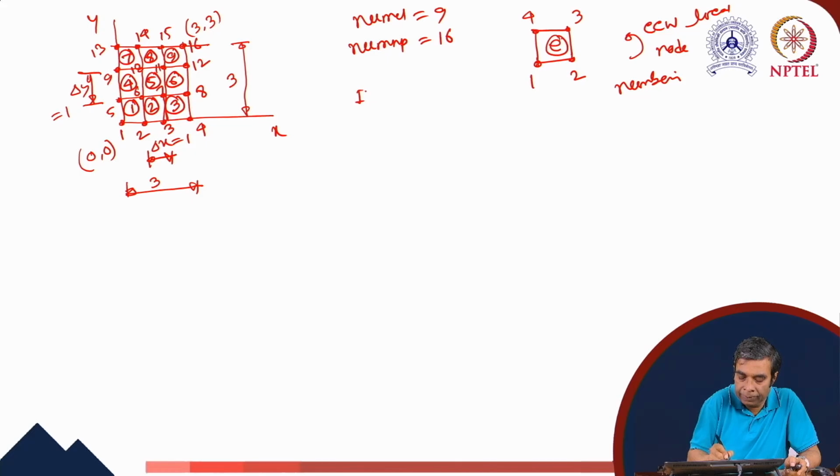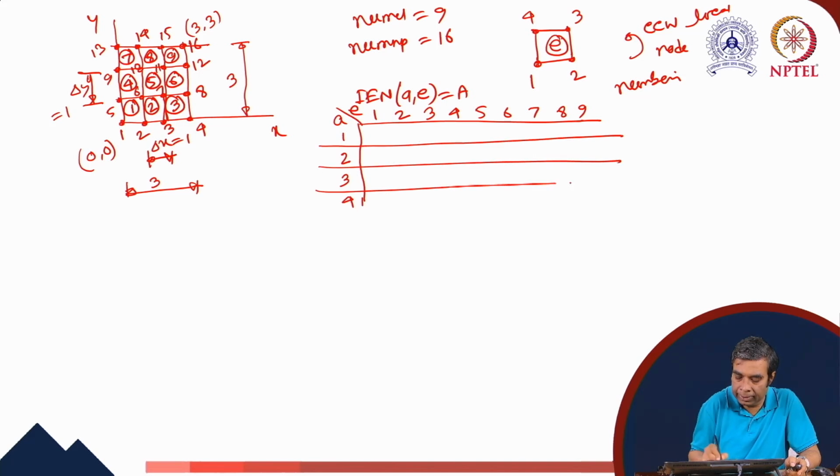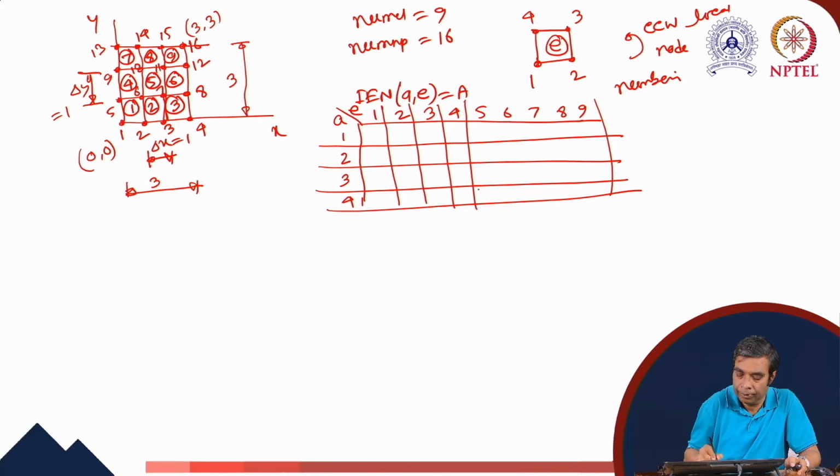So the IEN array can be constructed here as IEN(a, e) equals capital A. Here e varies from 1 to 9, and our local node number small a varies from 1 to 4. Then let us make this box. Here, for the first element, the global nodes are 1, 2, 6, 5.